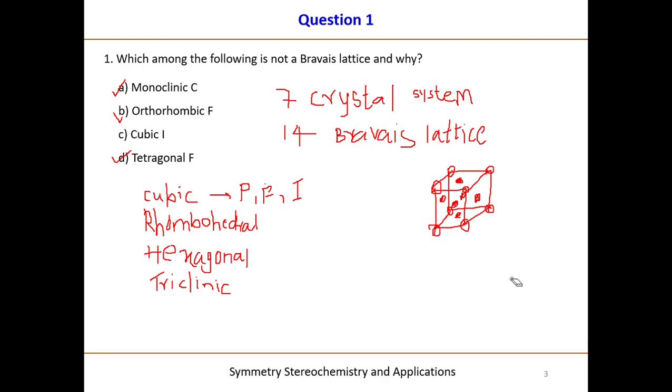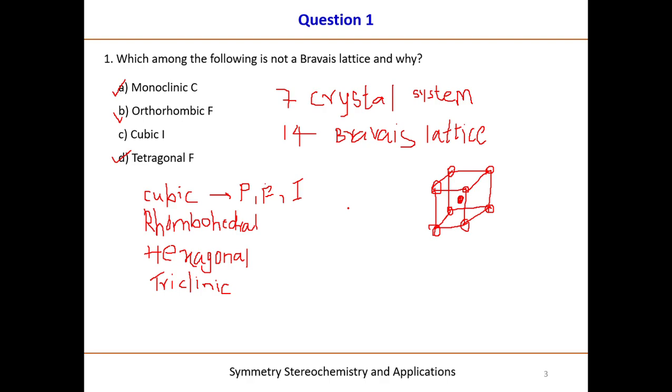While talking about the body center cubic lattice, I will discuss here. It will look similar to primitive cell, but the only difference will be there. One more atom will be present in the center of the primitive cell, that is called the body center lattice, body center cubic cell. So this is a body center cubic cell. So all of you are clear with the primitive, face centered and body center lattice, I hope.